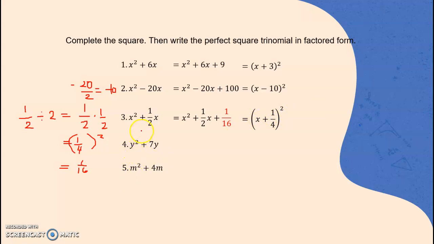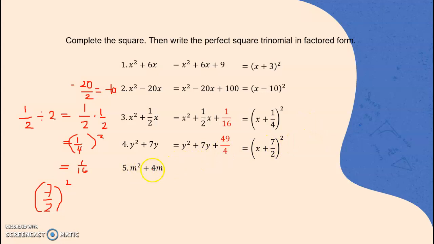Next is y squared plus 7y. So, ano yung gagamitin? Ano yung susundin natin? Divide natin yung 7 by 2. So, 7 by 2, that's 7/2 lang. And then you square that, that's 49 over 4, di ba? So, y squared plus 7y plus 49 over 4. Pero yung gagamitin mo is 7/2. (y plus 7/2) squared yung factored form.